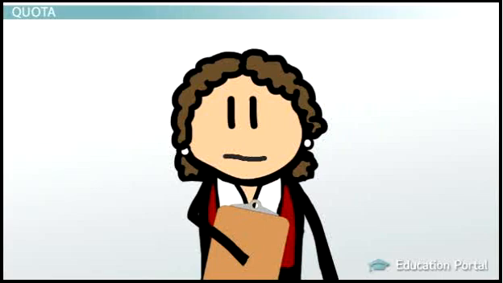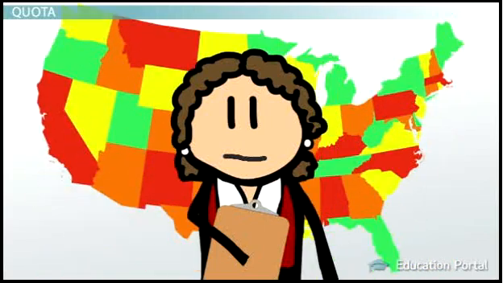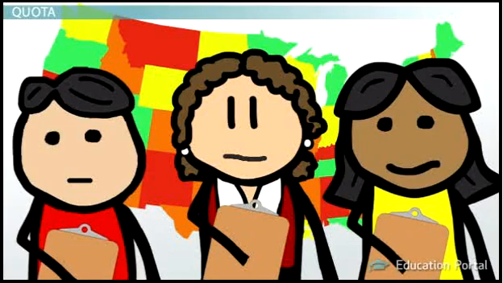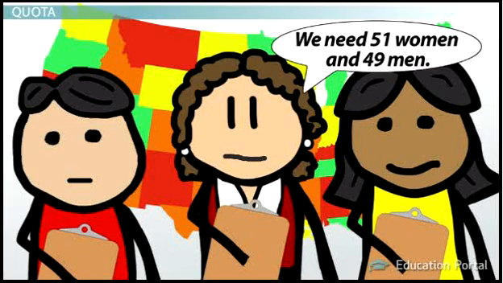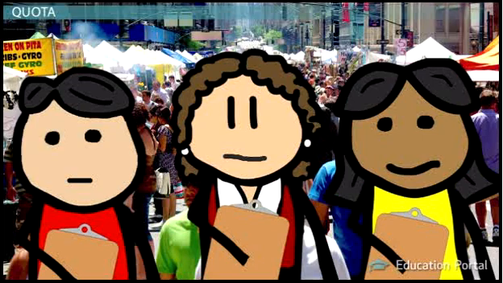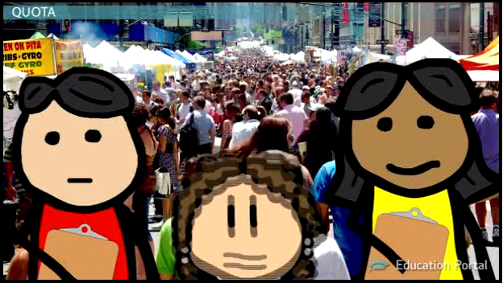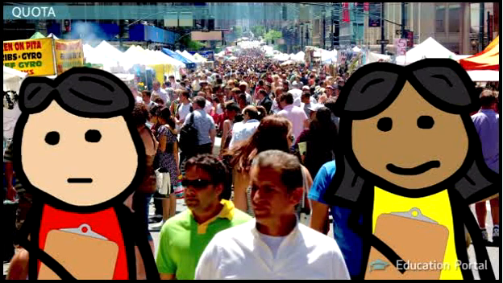For example, let's say that Kiera knows that approximately 51% of U.S. adults are women. She might tell her research assistants to interview 51 women and 49 men, a quota that roughly corresponds to the demographics for the population. However, the 51 women and 49 men are not chosen randomly. Her assistants can choose which women and men to give the survey to.